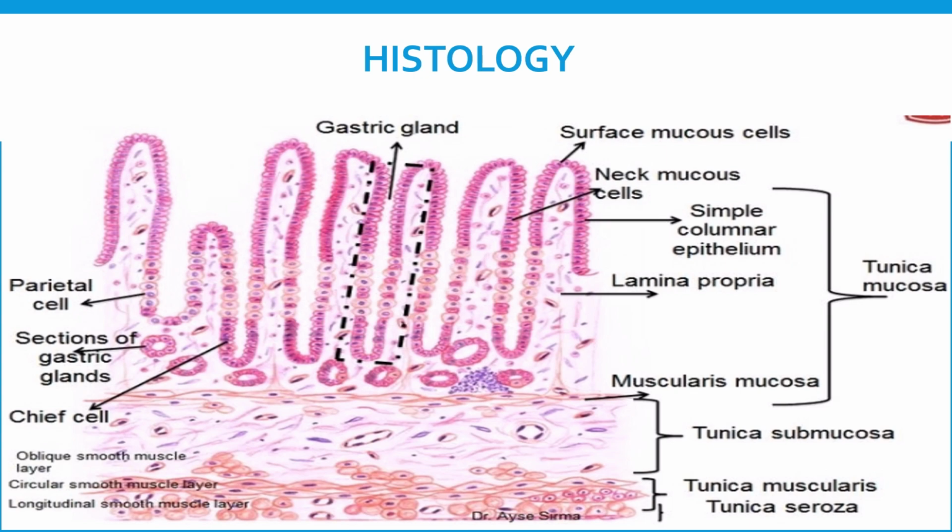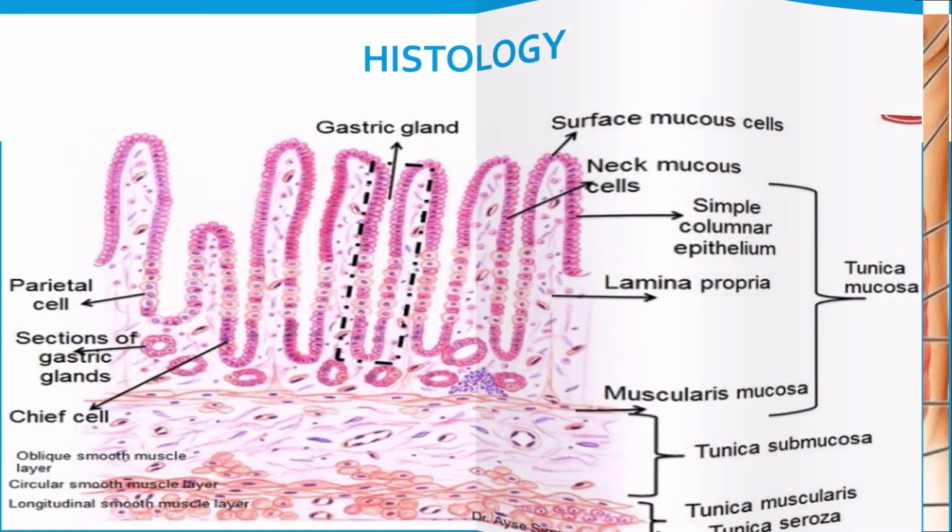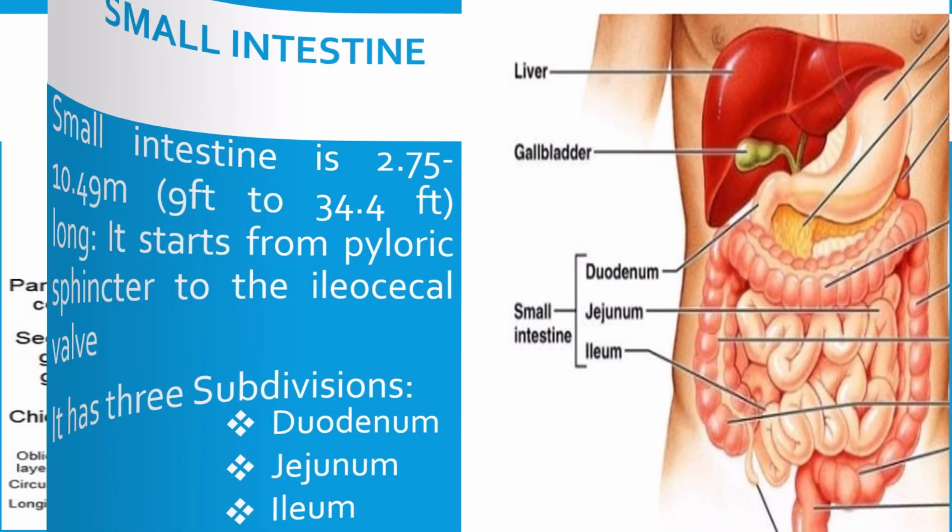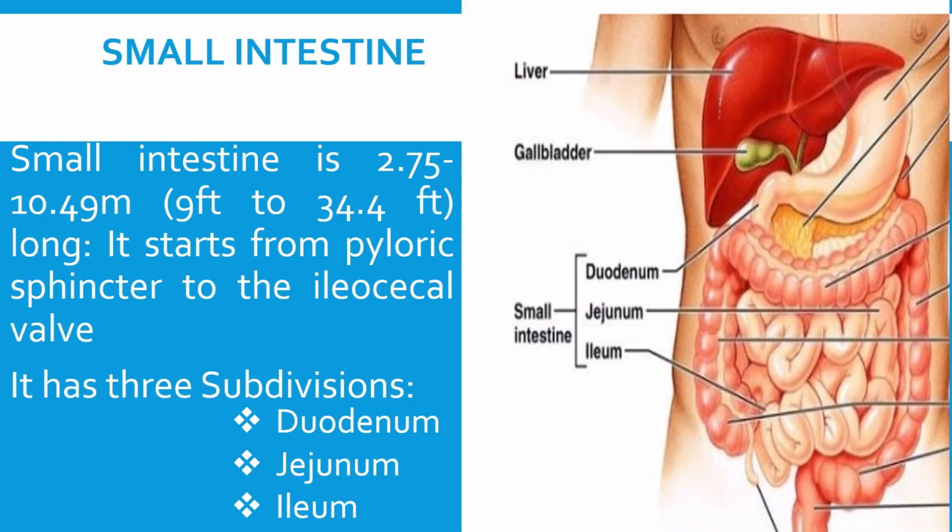This picture shows the histology of the stomach. 3 main layers are shown here: tunica muscularis, tunica submucosa and tunica mucosa. Parietal cells and gastric glands feature in the tunica mucosa. Gastric glands are responsible for secretion of gastric juices, which help in food digestion. Tunica mucosa contains simple columnar epithelial cells.